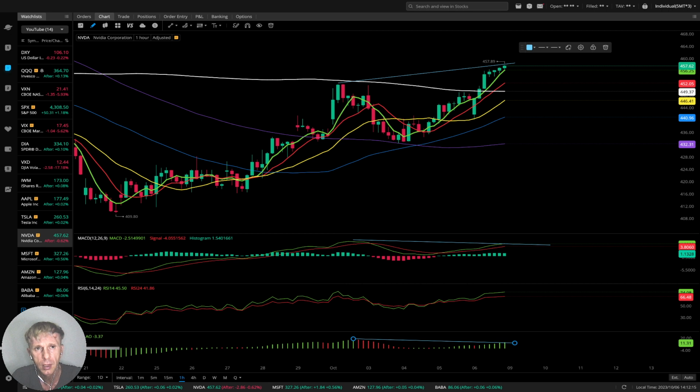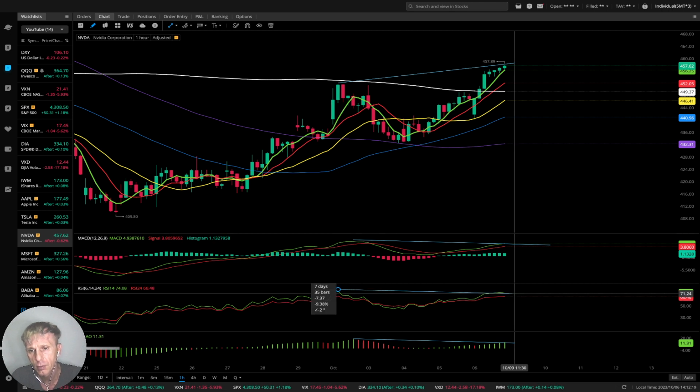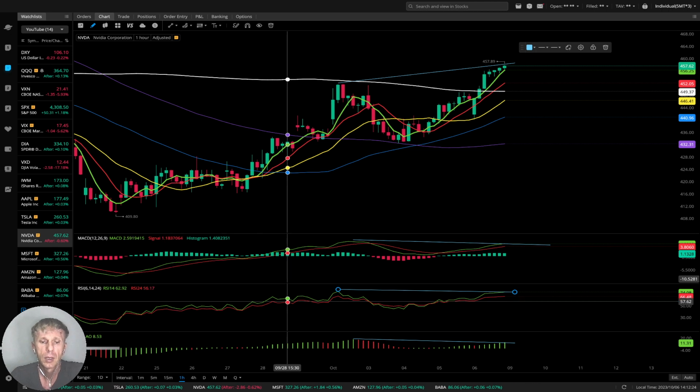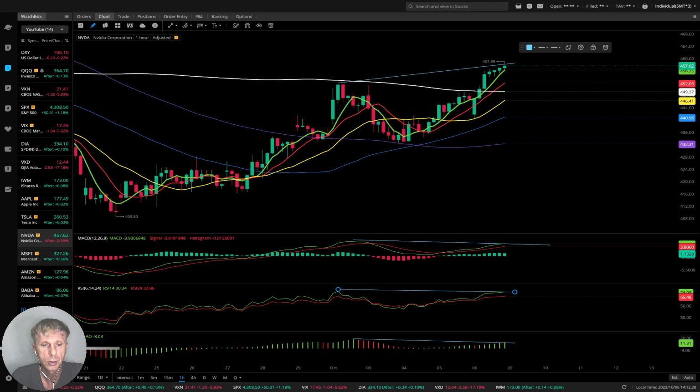RSI has very light divergences. That's all. Bearish reversal, right? Still bullish with bearish divergences on 1 hour time frame.